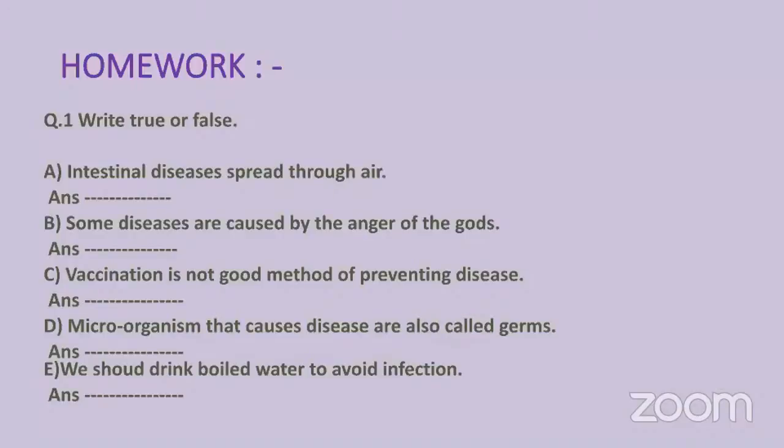Now next one, B. Some diseases are caused by the anger of the birds. False. Very good. Next one. Vaccination is not a good method of preventing diseases. False. Very good. Next one. Microorganisms that cause diseases are called germs. True. Very good. We should drink boiled water to avoid infections. True. Very good.